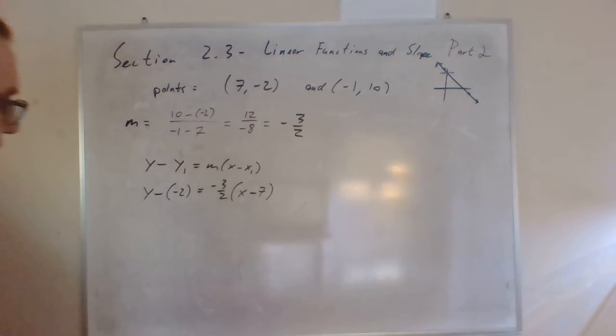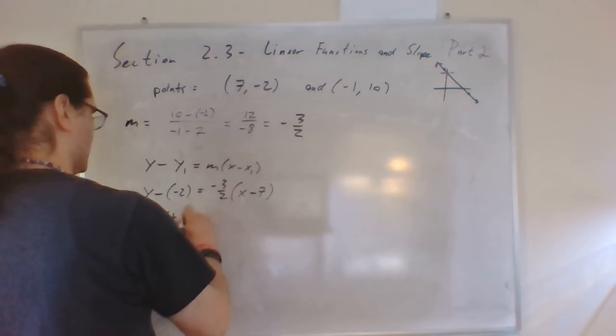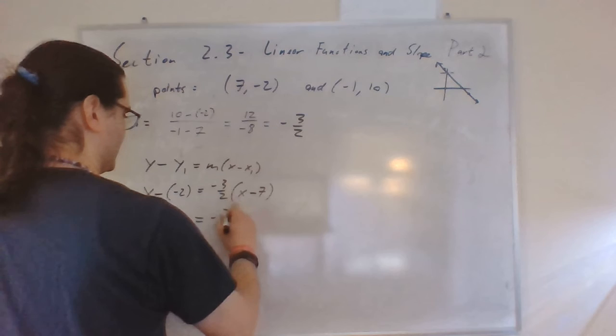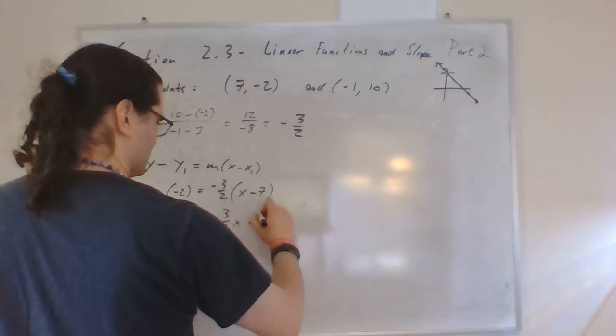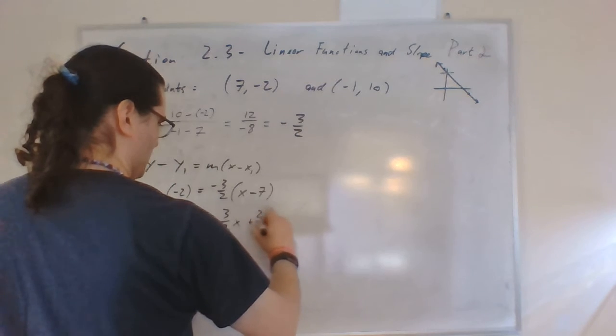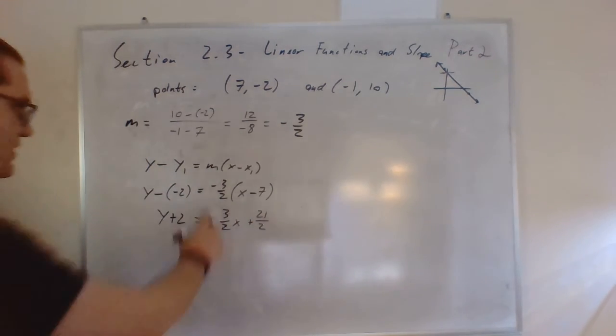I'm going to get some fractions involved here, looks like it. There's no avoiding that. That's all right. We'll deal with fractions. So I'm going to distribute some stuff. This will become y plus 2 equals -3/2 x. This will become plus 21/2 when you multiply 3/2 by 7.